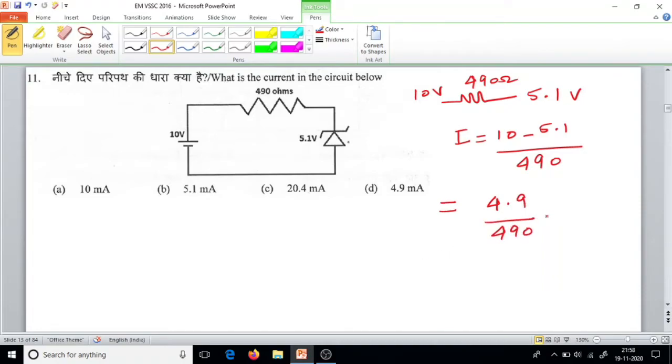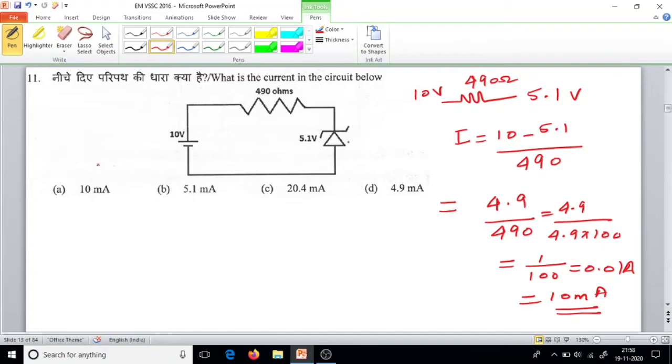Which can be written as 4.9 divided by 4.9 into 100. So we will get 1 by 100, which equals 0.01 amps, which equals 10 milliamps. So the answer is option A, 10 milliamps.